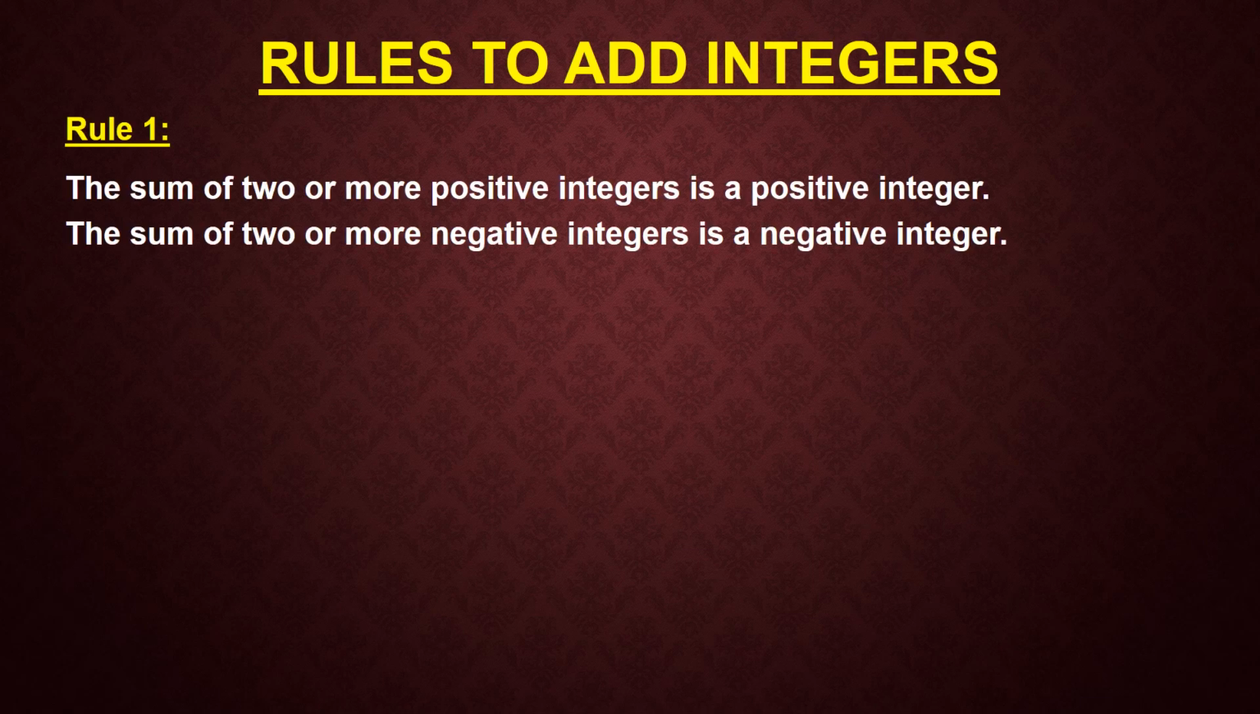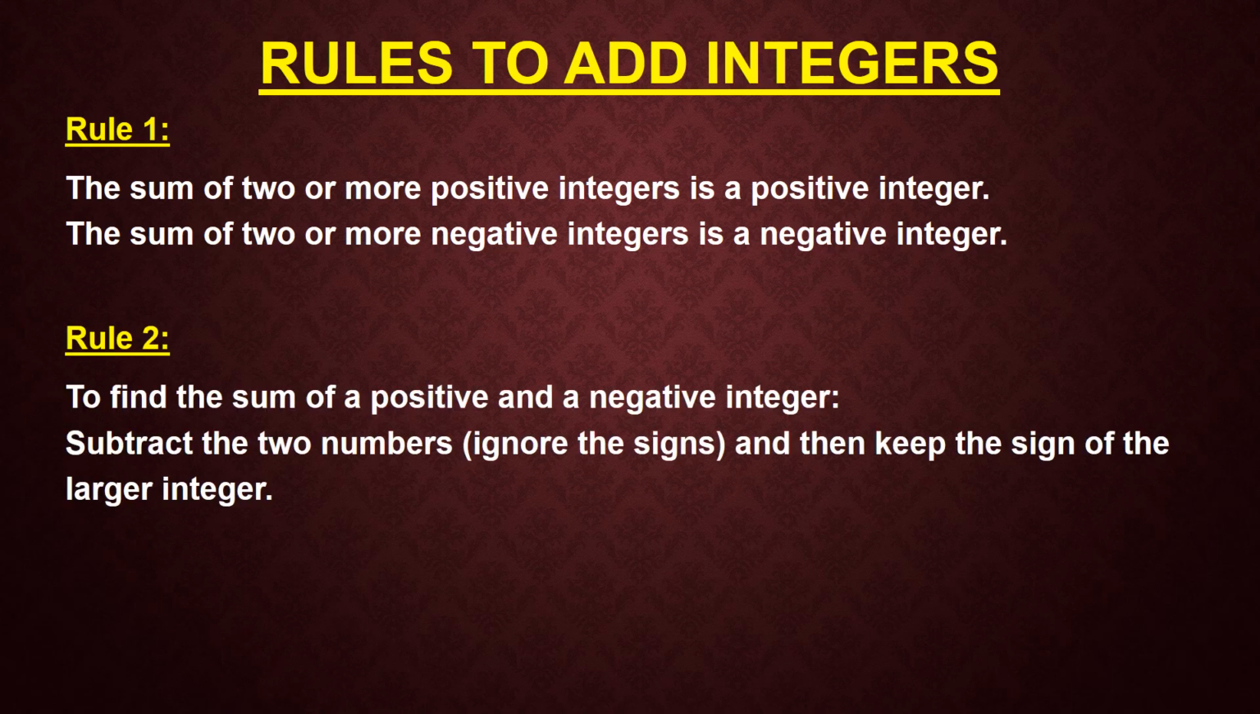First rule is the sum of two or more positive integers is a positive integer. The sum of two or more negative integers is a negative integer. Second rule is to find the sum of a positive and a negative integer, just subtract the two numbers, ignore the signs, and then keep the sign of the larger integer.